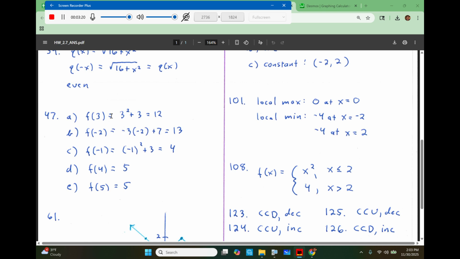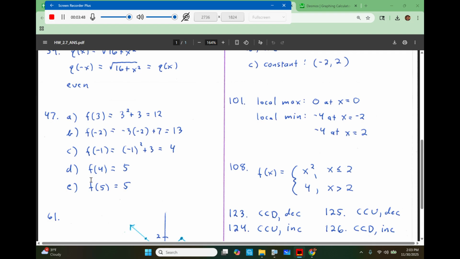So part A, f of 3, I'm going to follow the middle rule. So that's 3 squared plus 3, which is 12. Part B, f of -2, I'm going to follow the top rule. So it's -3 times -2 plus 7, which is 13. Part C, f of -1. So f of -1 is going to follow the middle rule. So that's -1 squared plus 3, which is 1 plus 3, which is 4.